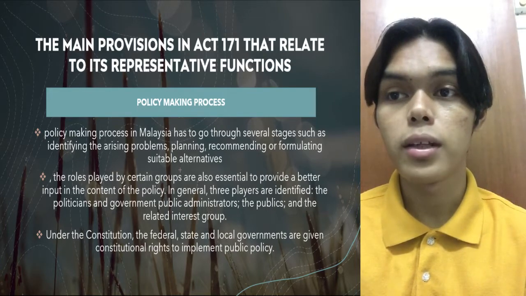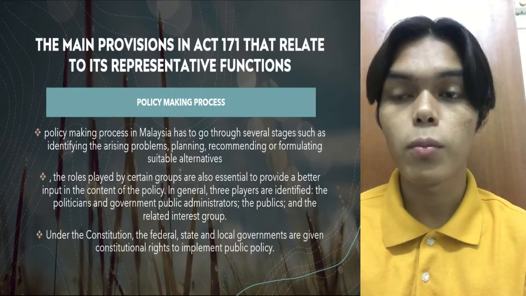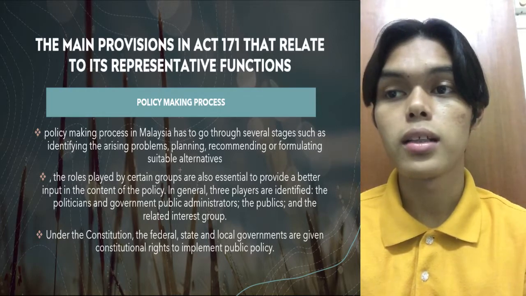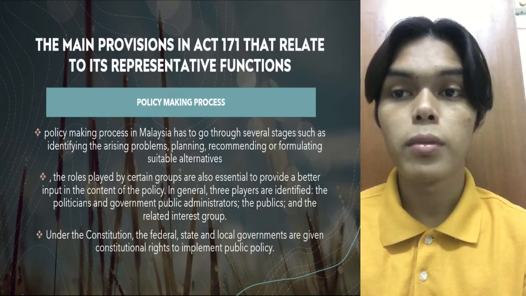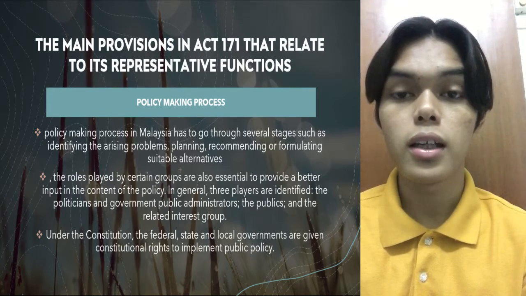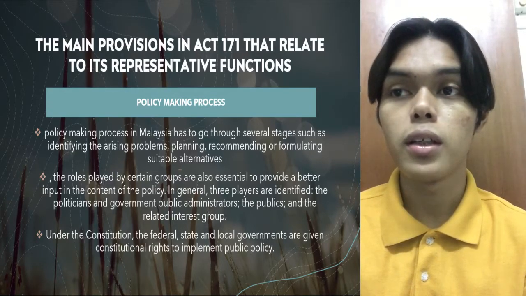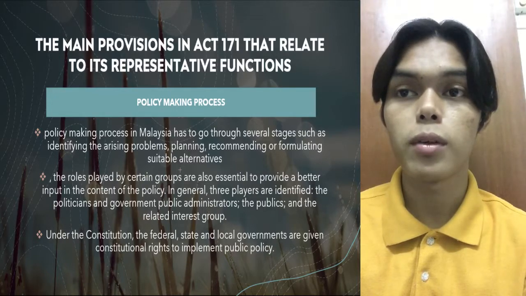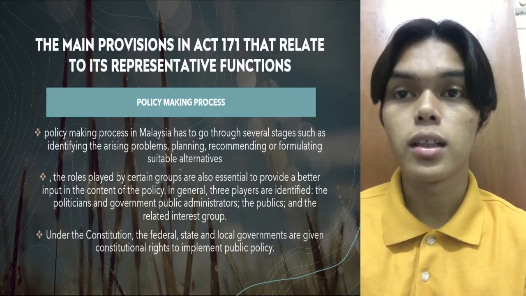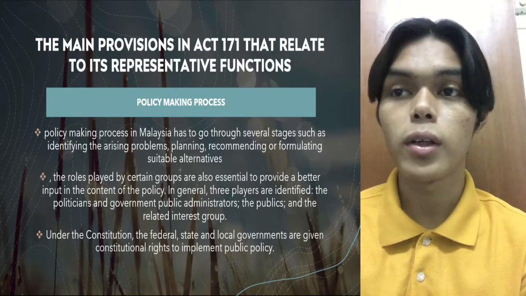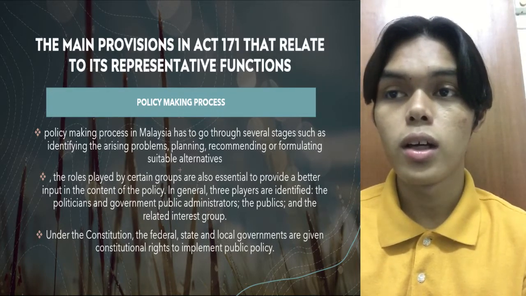Moreover, the roles played by certain groups are also essential to provide better input in the content of the policy. In general, three players are identified: first, the politician; second, the government public administrator; and third, the public and the related interest groups. The first group are the major players responsible for ensuring the success of the policy implementation. The group can be defined as the cabinet ministers, members of parliament, and high level government officials.